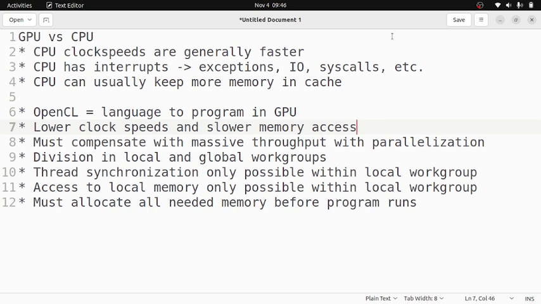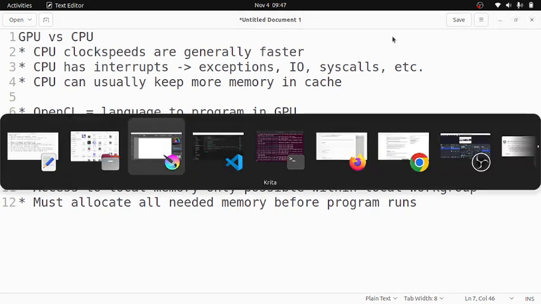And also, local memory is memory on the GPU which never interacts with the outside world. It is only accessible within a local work group, and it's generally much more limited, not as large as a CPU cache. On my machine, for example, it is 32 kilobytes, not enough to store what we need to process the Lena image, for example. And because there are no interrupts, no syscalls or whatever, you need to allocate all the needed memory before the program runs. So let me go through the code and show what I mean.